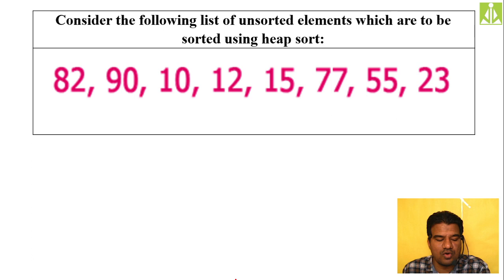So over here, these elements we are considering in my list: 82, 90, 10, 12, 15, 77 and 55, 23. How can we construct the binary tree of these? Just go with level order traversal. First I have to start with 82. 82 will become my root. Then we will have 90. Then here on this side 10. Level order traversal, this we did. Then 12. Then 15.